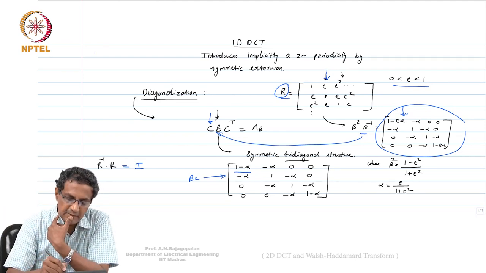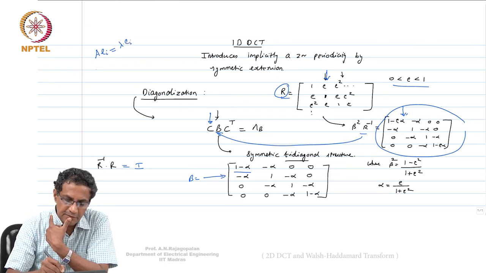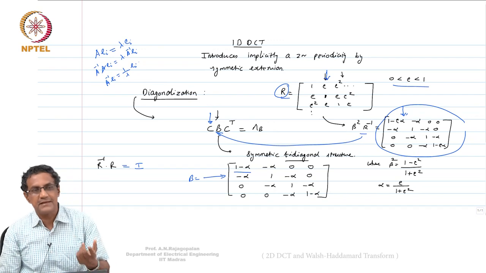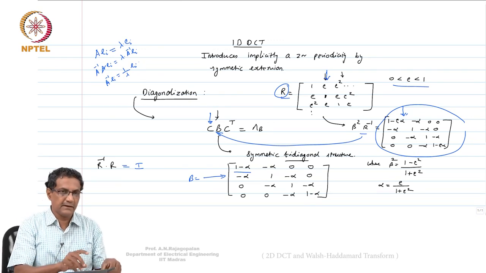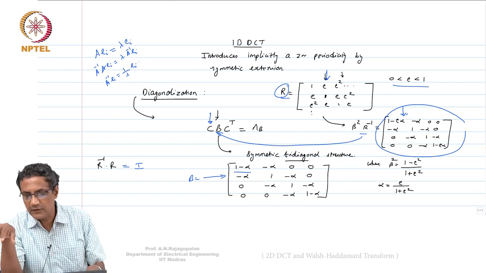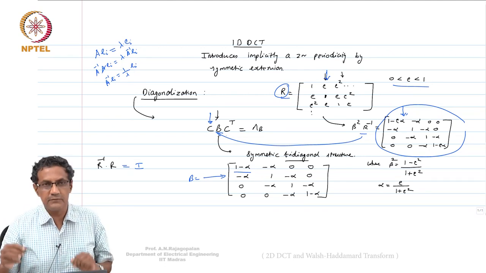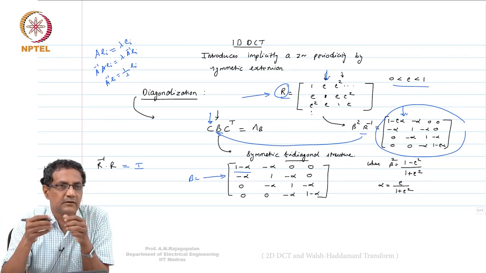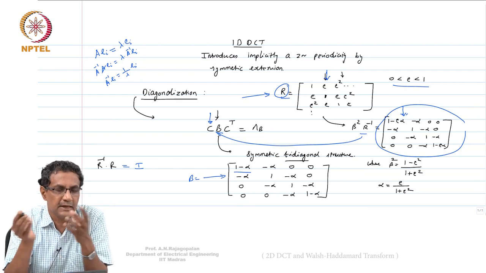And you know that suppose A has an eigenvector E_i, then A E_i is some lambda E_i. Now, if A is invertible and I do A inverse A E_i, then I have lambda A inverse E_i, which then means that A inverse E_i will be equal to 1 by lambda E_i. So it means that when something is an eigenvector for A inverse, it is also an eigenvector for A. So in this case, these very same columns of C transpose will also be eigenvectors for R, because our real interest is in R. We want to be able to diagonalize R.